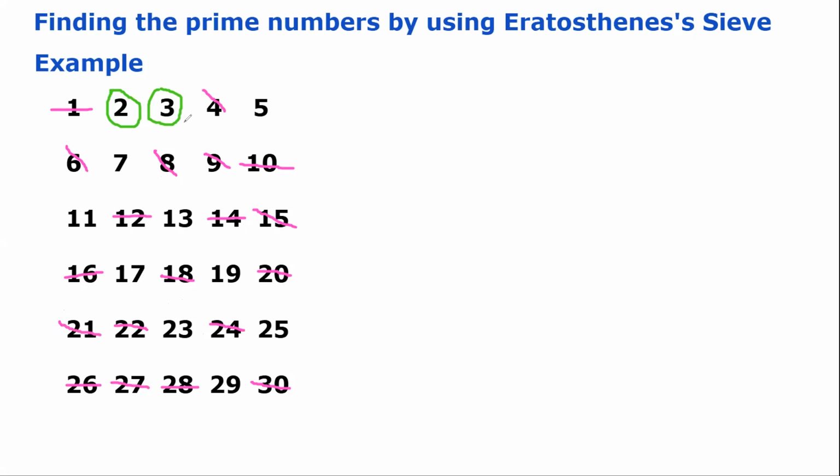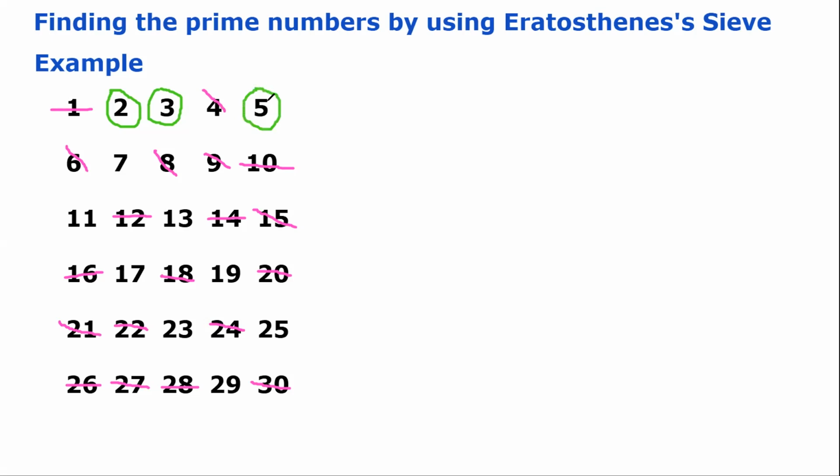When you finish cancelling the multiples of the number that you have circled, you circle the next number that is not cancelled. The next number that is not cancelled here is 5, because 4 is the next number, but it has been cancelled. That is 5.